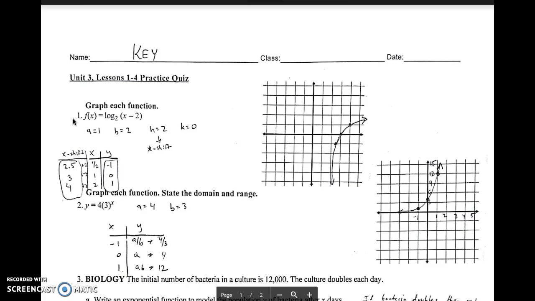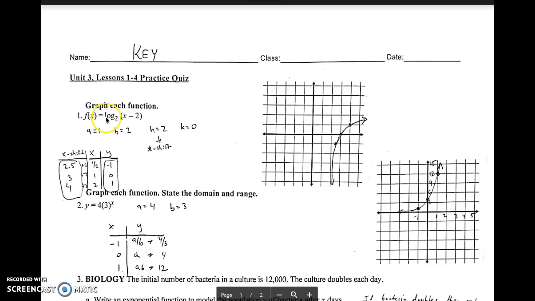So we're working off the formula for log equations of a times log base b of the quantity in parentheses x minus h, close parentheses, plus k. So the first thing that you want to do for these problems is figure out what are the values for a and b and h and k.